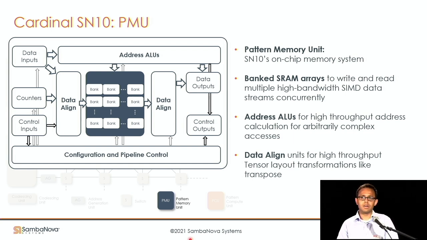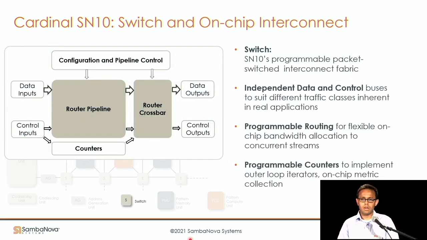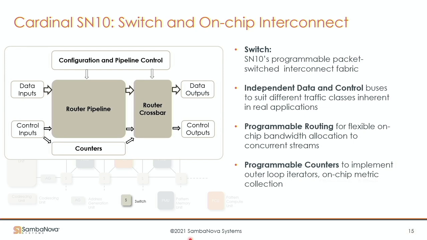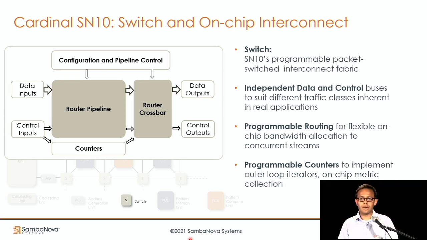We also have data alignment units, which allow our compiler to map complex operations like transpose, permute, as well as high throughput gathers and scatters. Our on-chip switch network is really the freeway system on-chip. This is our interconnect between PCUs and PMUs. It's not really just nearest neighbor. The compiler can construct arbitrary routes through the switch fabric.